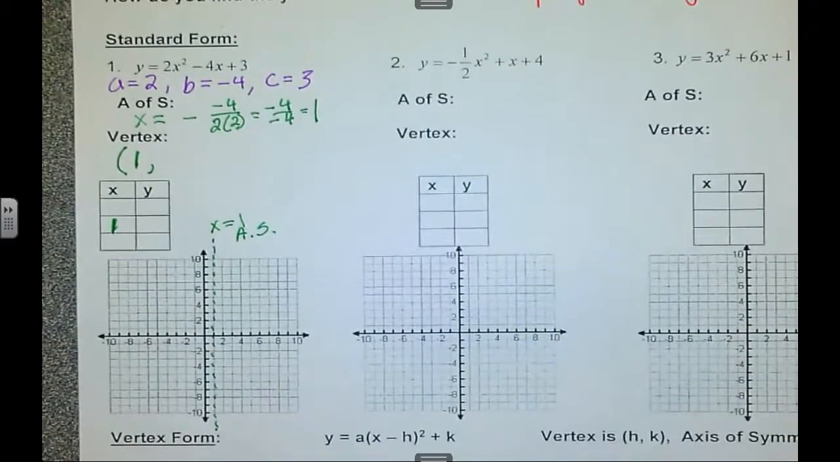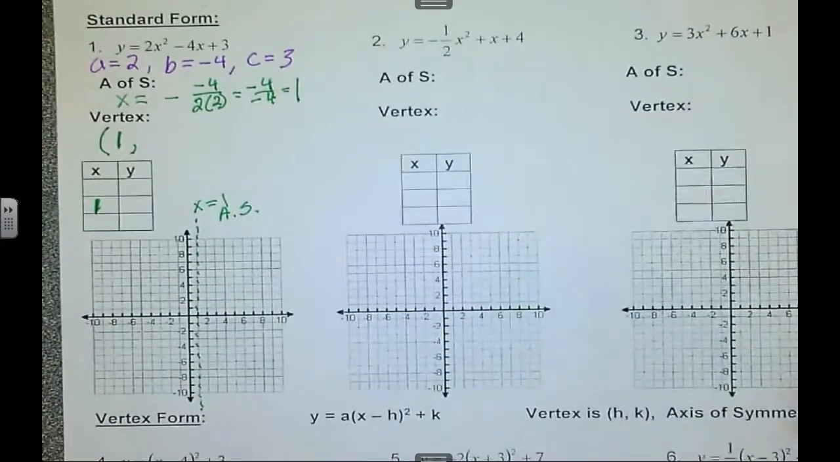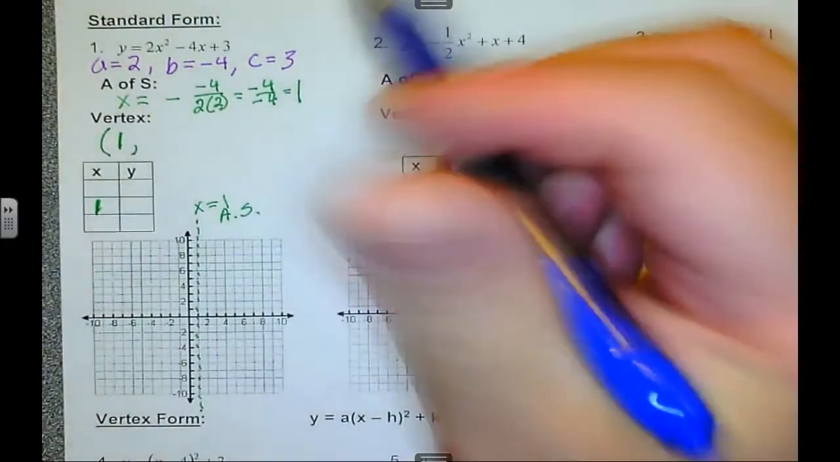Okay, I've got to find my y value for my vertex, correct? Correct? Okay, good. I'm glad you guys are listening.